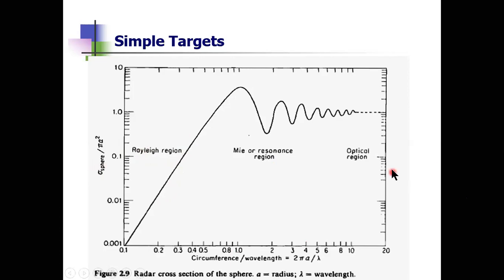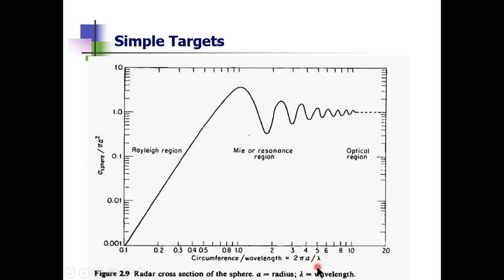Now in the optical region, we have 2 pi a by lambda much greater than 1. You can see here where this part is coinciding, it is exactly equal to 1. That means sigma, the radar cross section, approaches the physical area of the sphere. So sigma by pi a squared is equal to 1, that means sigma approaches pi a squared, the physical area of the sphere, as the frequency is increased, that is, lambda is small.